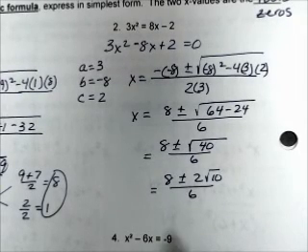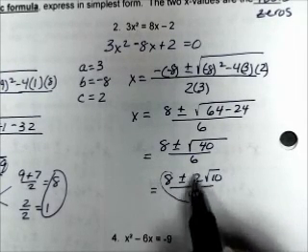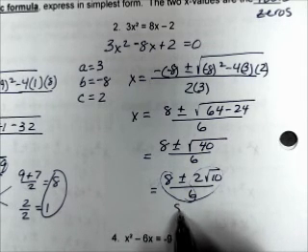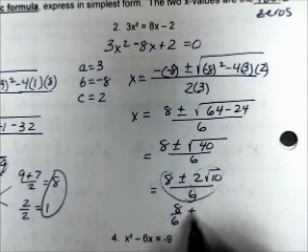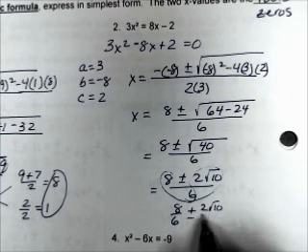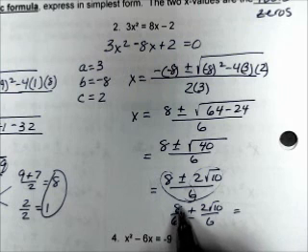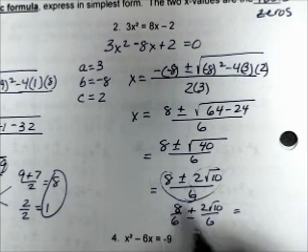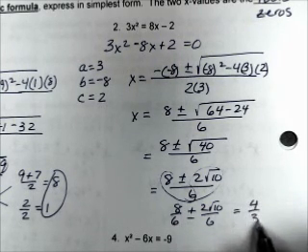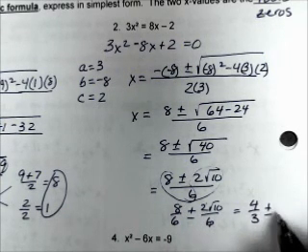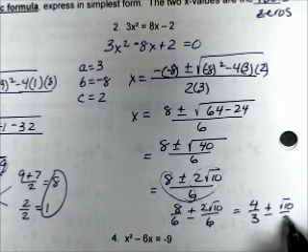All right, now let's break this apart and simplify. So this is 8 divided by 6 plus or minus 2 square root of 10 divided by 6. This would reduce 4 and 3. So 4/3 plus or minus, this reduces 1 and 3, square root of 10 over 3.